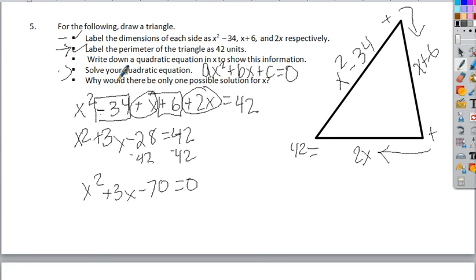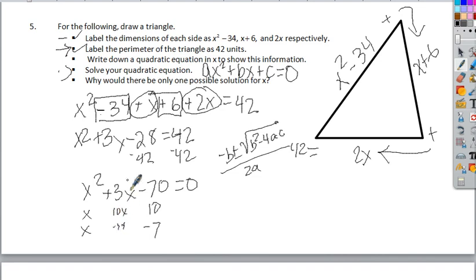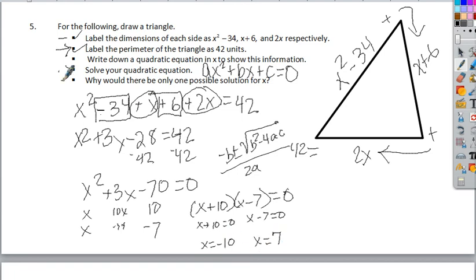Okay, and then it says solve the quadratic. So either you're going to plug it into your quadratic formula or you're going to factor. Remember, you can do either one to find your zeros and to find your x, right? I think it's going to factor nicely. Two numbers that multiply to negative 70 and add to 3. Those are the numbers I find. That gives me 10x and negative 7x, so that works. So we got x plus 10 and x minus 7 equals 0. So set them both equal to 0, and you get x equals negative 10 and x equals 7. So that's solving the quadratic.